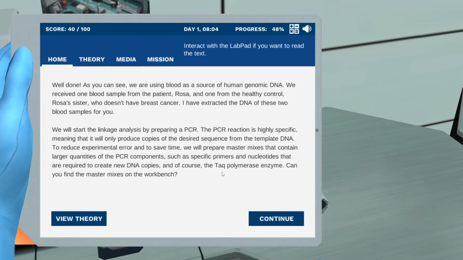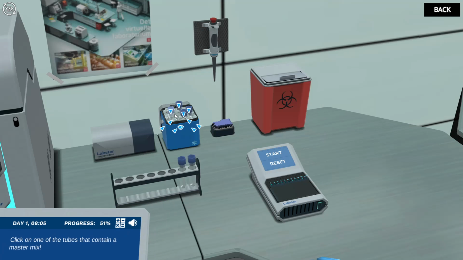Well done. As you can see, we are using blood as a source of human genomic DNA. We received one blood sample from the patient, Rosa, and one from the healthy control, Rosa's sister, who doesn't have breast cancer. I have extracted the DNA of these two blood samples. Click on one of the tubes that contain a master mix.